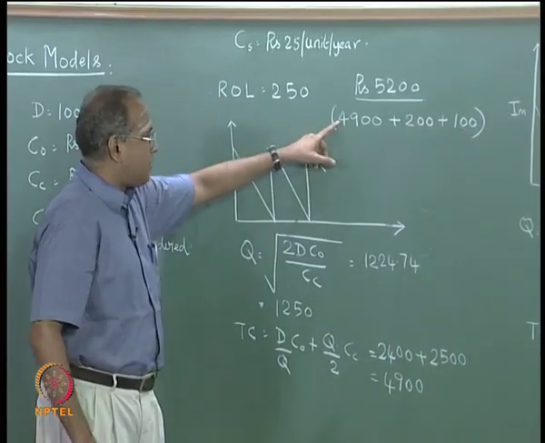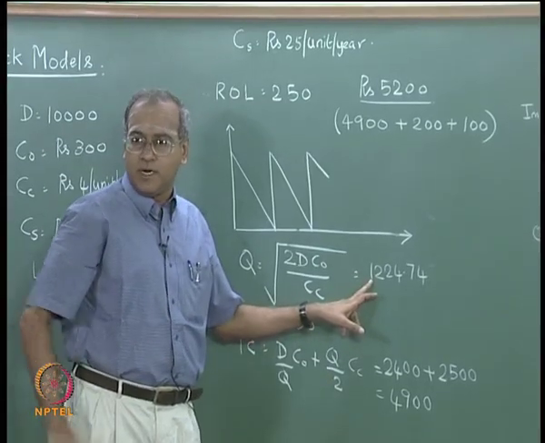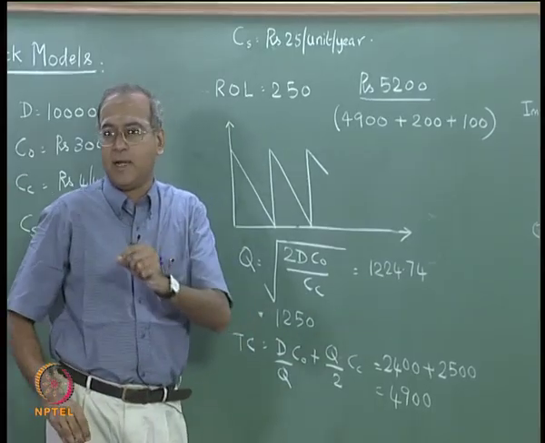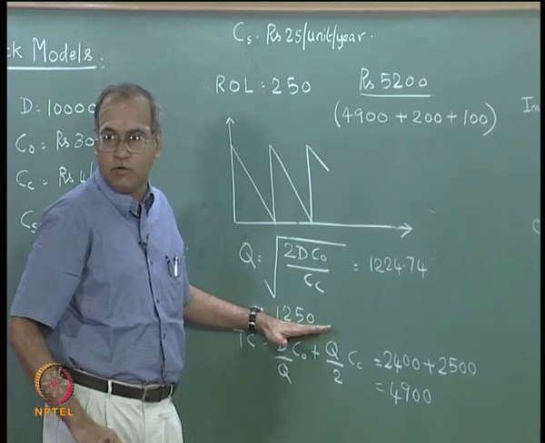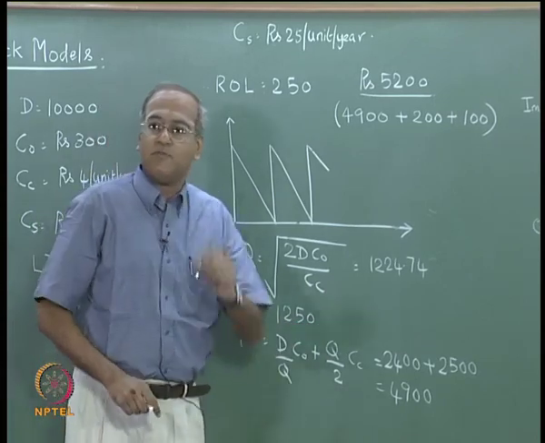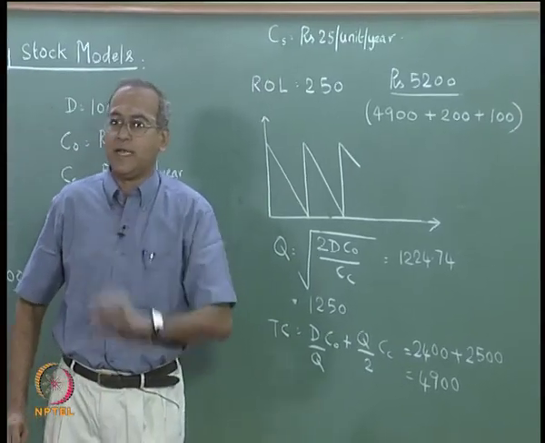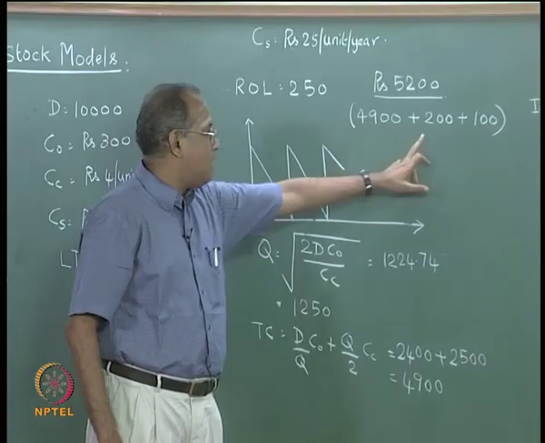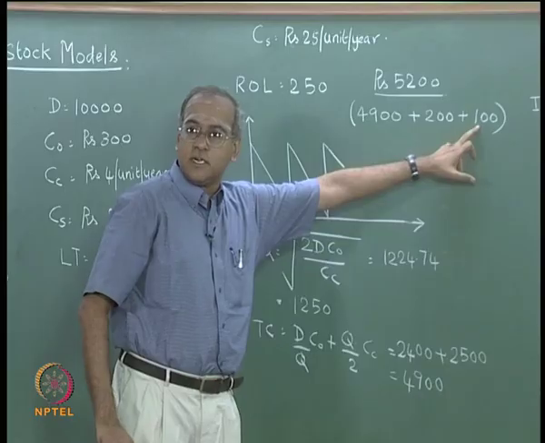The very minor approximation was there, because if we had ordered 1224.74, then the total cost would work out to 4898.98. When we change the order quantity to 1250 for the sake of convenience, the very marginal rounding off error was rounded off to 4,900. So, that is how this 4,900 comes. Cost of excess inventory is 200, the safety, and expected shortage cost is 100.